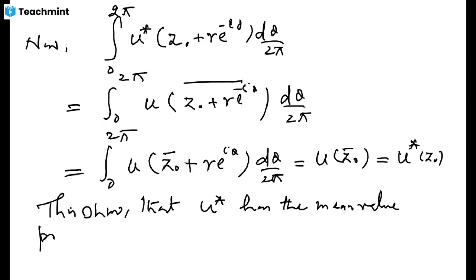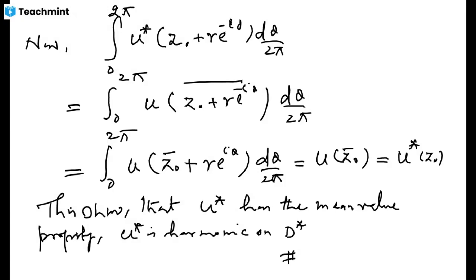And if it has the mean value property, since we have already established that it is a continuous function, it is harmonic. It is harmonic on the reflected domain D star. Yeah, that's it. So let's now state our first main theorem, that is the Schwarz reflection principle for harmonic functions. What is it?